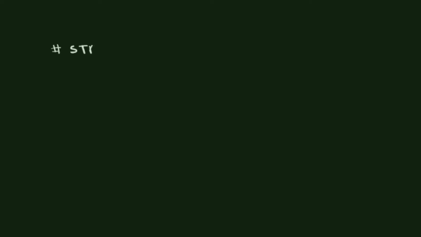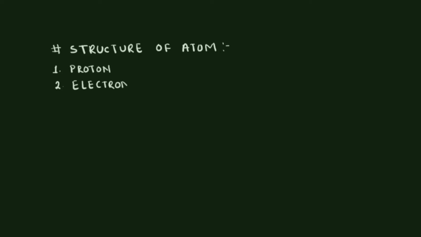In this video, we are going to talk about the structure of an atom and how to make the atomic structure of a particular element. What does an atom look like? An atom is actually made up of three particles, which are protons, electrons, and neutrons. They are also known as subatomic particles.